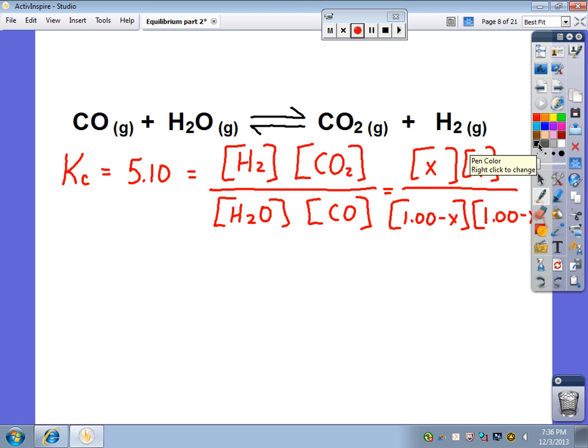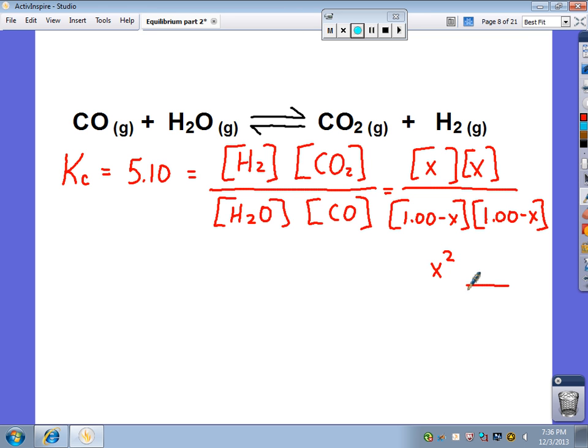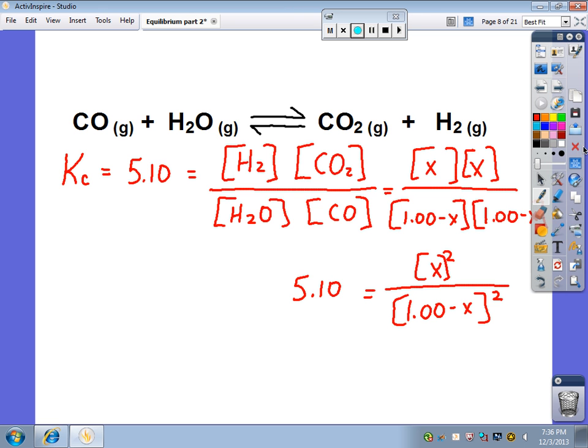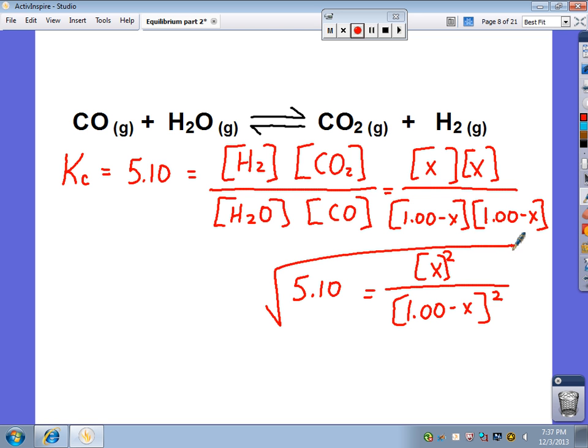So now what's going to happen? Well, what do I have here? I have x squared over 1.00 minus x squared, don't I? And that is equal to 5.10. Now how in the world am I going to get rid of those squares? I could do the quadratic formula, I can do all kinds of things. But let's think algebraically, and all I need to do is take the square root. So if I square root this whole thing, what's going to happen?